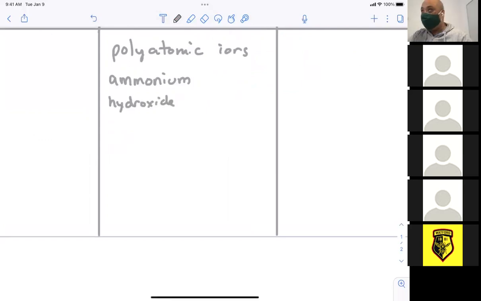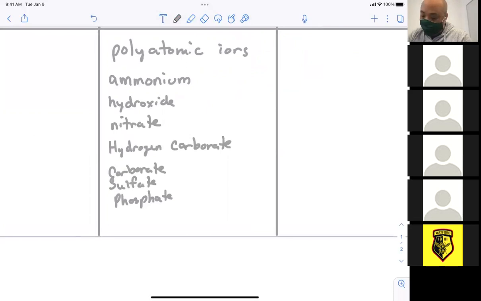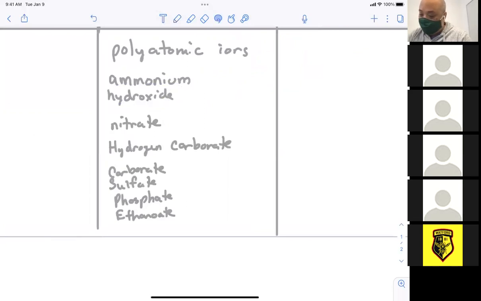Hydroxide, nitrate. I'll write the formulas next to it in a second. I'm just going to write all the names first. Hopefully you are starting to know those names, but the formulas. Hydrogen carbonate, carbonate, sulfate. I'm going to run out of room. Phosphate, ethanoate. I'm going to run out of room. That's really okay. We just move up.